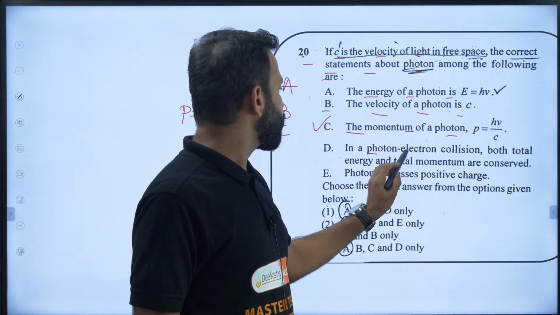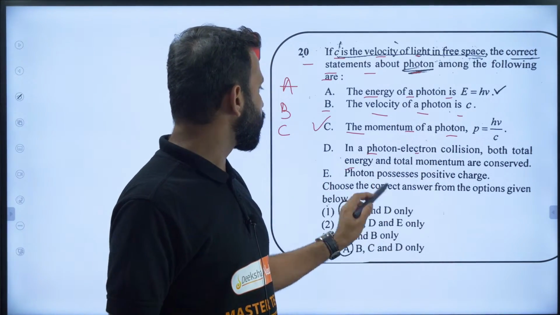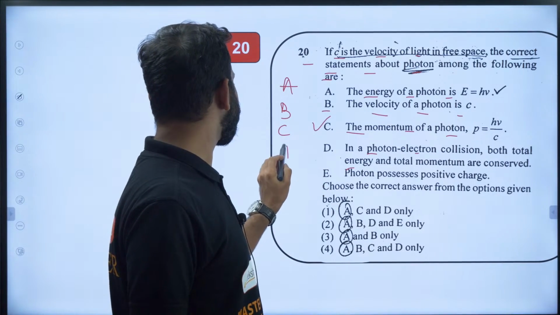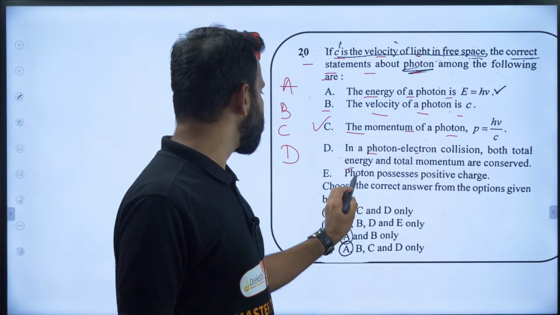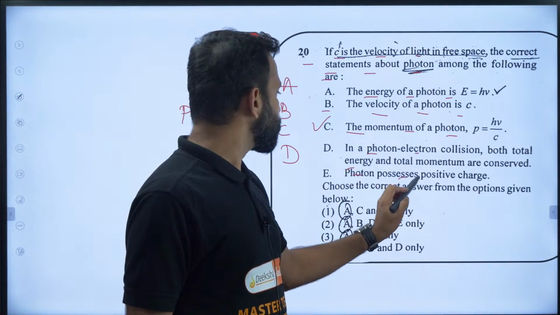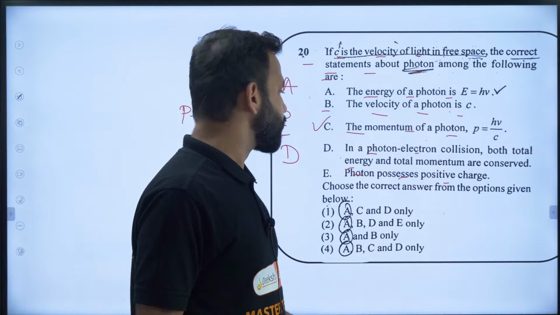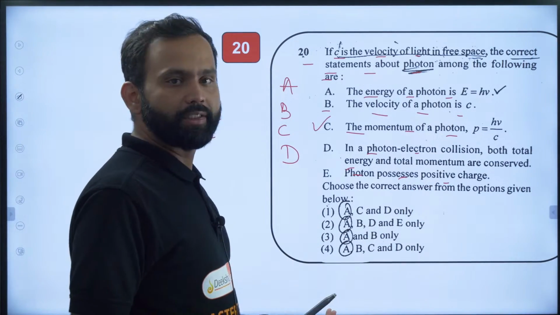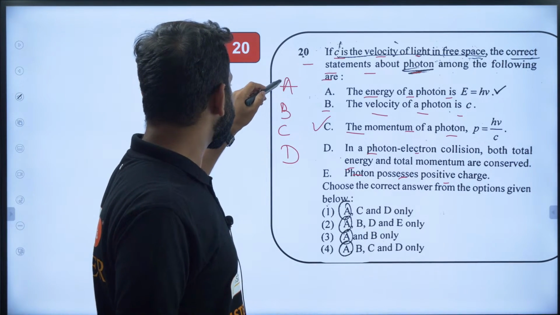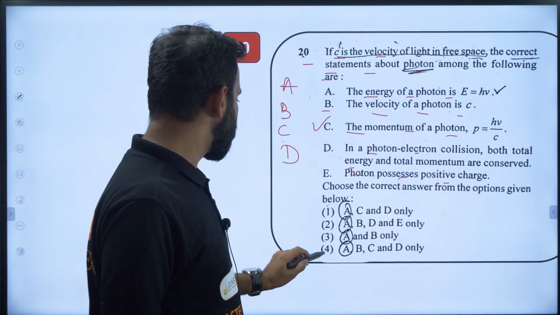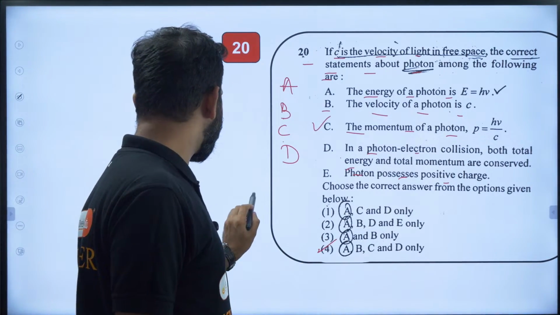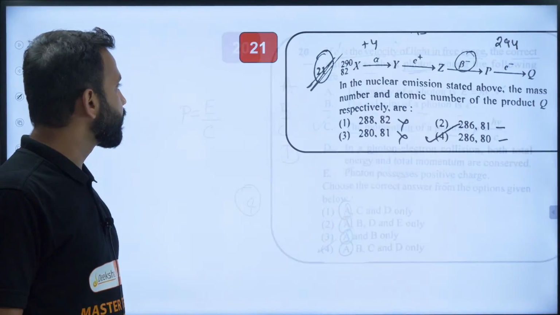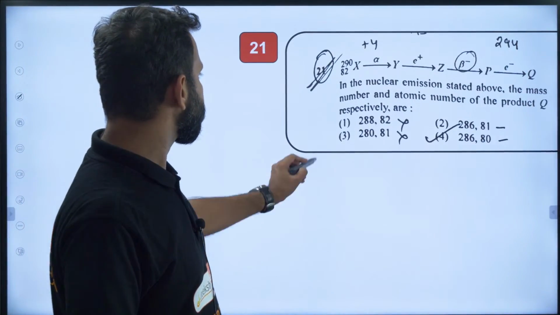Statement D, in photon electron collision, both total energy and total momentum are conserved. This one is also correct. Statement D is correct. Let's check statement E. Photon possesses positive charge. Wrong, right? Photon does not have any charge. So the correct statements are A, B, C, D. So the correct option is the fourth one, A, B, C, D only. Question number 21.